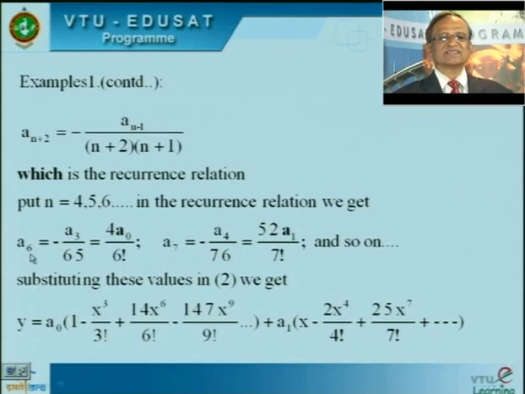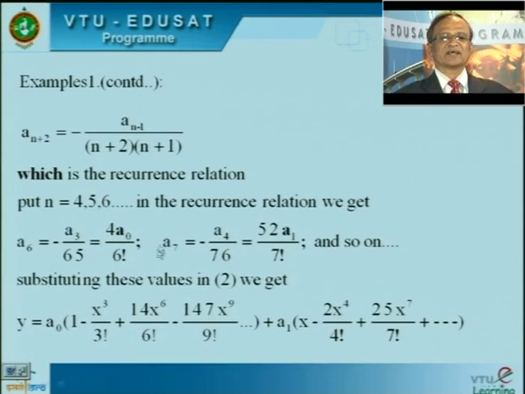I hope you will get a6 is equal to a3 by 6 into 5. It is multiplication, not 65, right. Now I want to obtain our solution in terms of a0 and a1 only, right. Our solution must contain only two arbitrary constants, namely a0 and a1. That is why I have already calculated the value of a3. I will substitute the value of a3 in this equation, simplify, and I hope you will get 4a0 by 6 factorial.